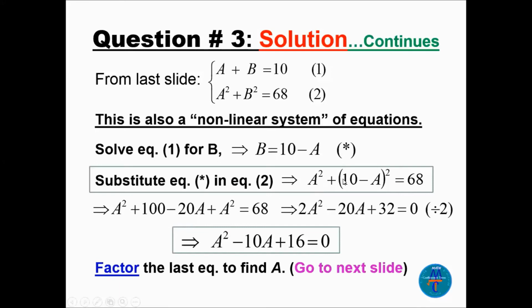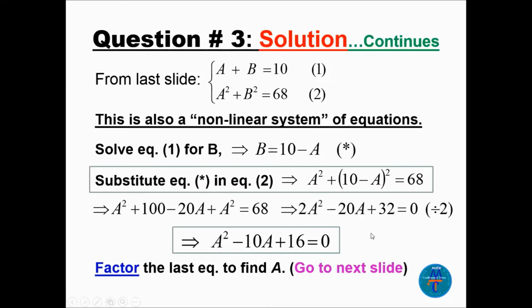Remember the formula, (a minus b) all squared. It will be 100 minus 20A plus A squared is equal to 68. Let's combine like terms. A squared plus A squared is 2A squared minus 20A, bring 68 to the other side, minus 68, that gives 32. Let's divide by 2 just to make it simple. So A squared minus 10A plus 16 equals 0.